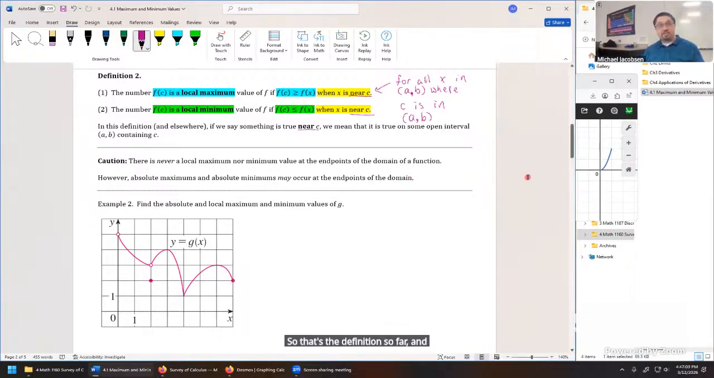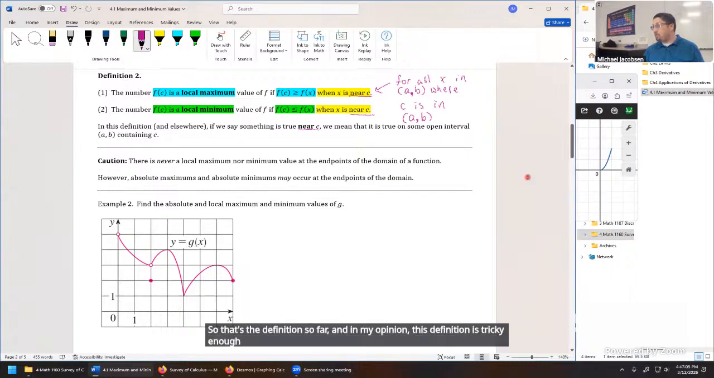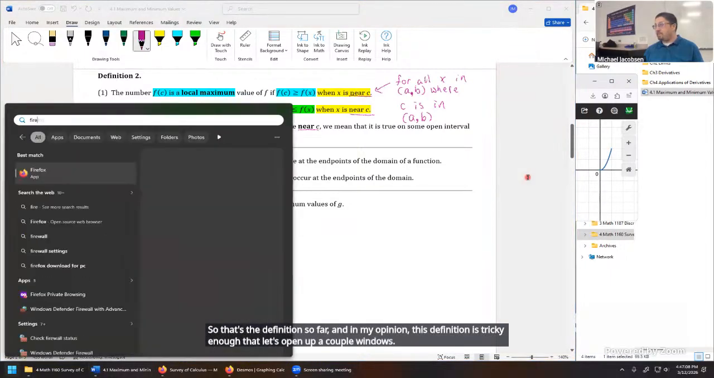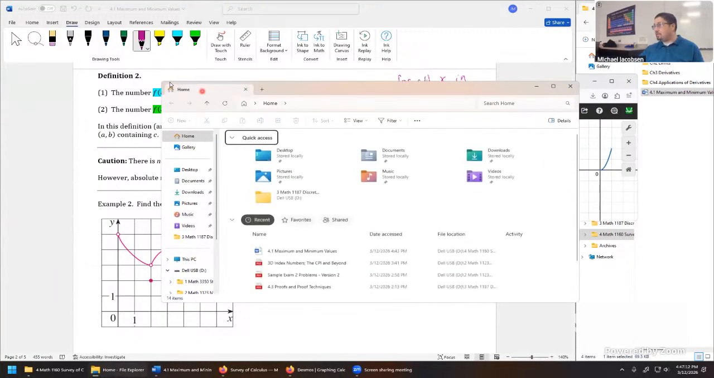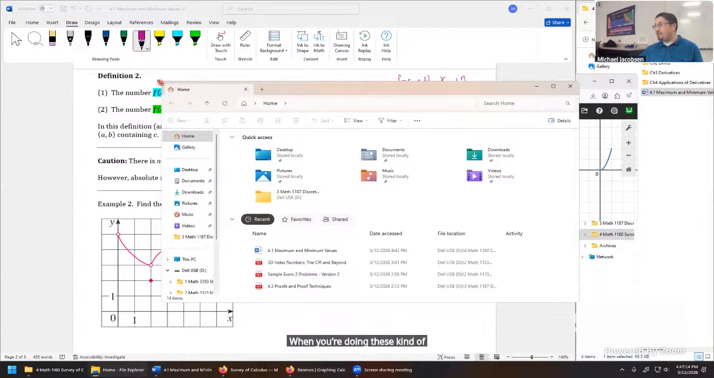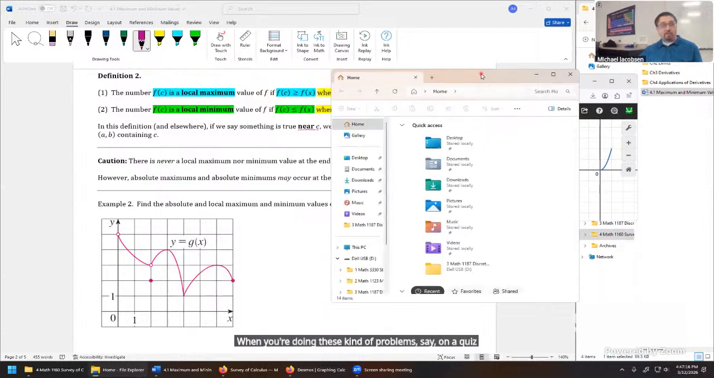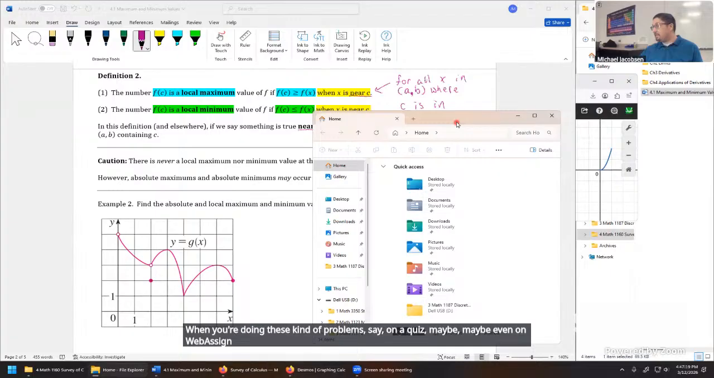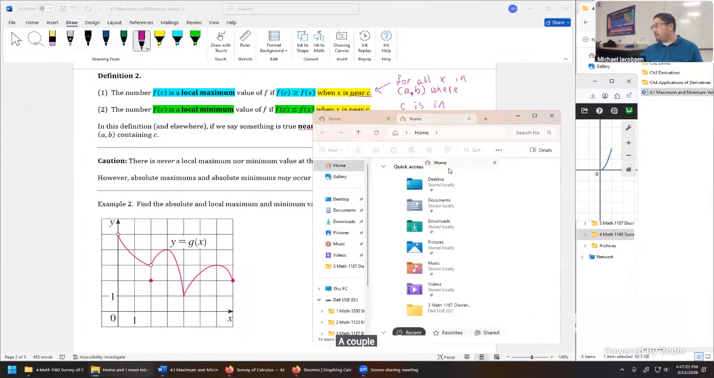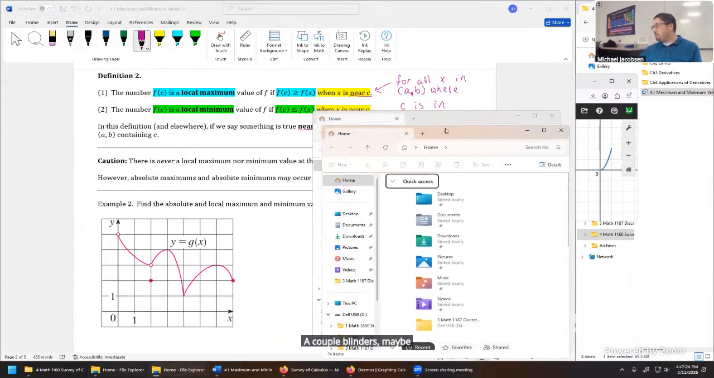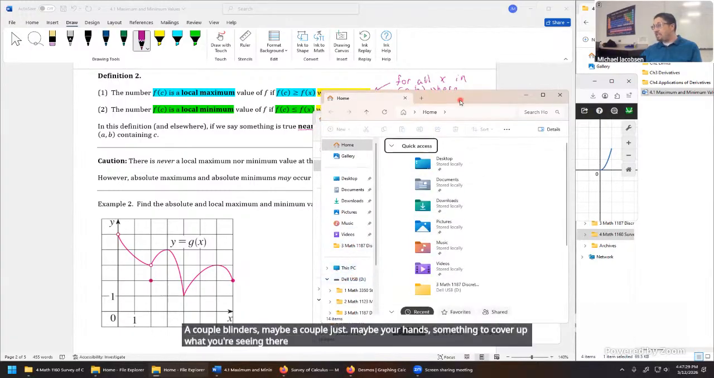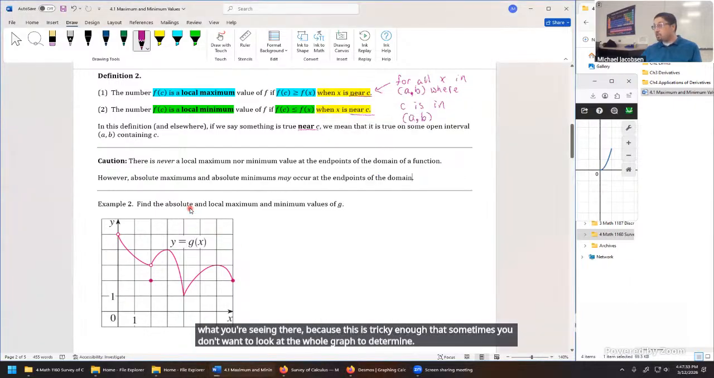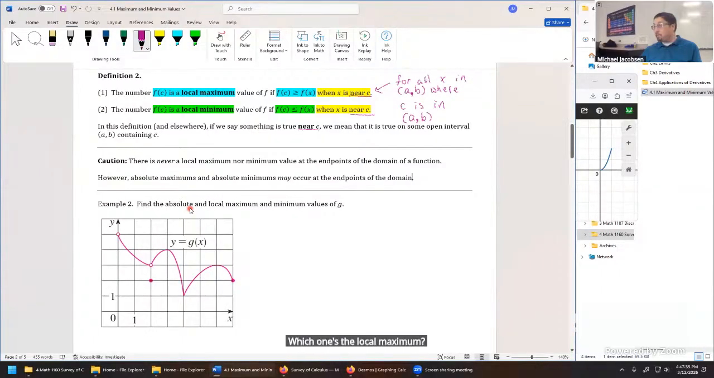And in my opinion, this definition is tricky enough that let's open up a couple windows, maybe a file explorer. When you're doing these kind of problems, say on a quiz, maybe even on WebAssign, what you want are a couple blinders, maybe just your hands, something to cover up what you're seeing there, because this is tricky enough that sometimes you don't want to look at the whole graph to determine which one's the local maximum, which one's the local minimum.